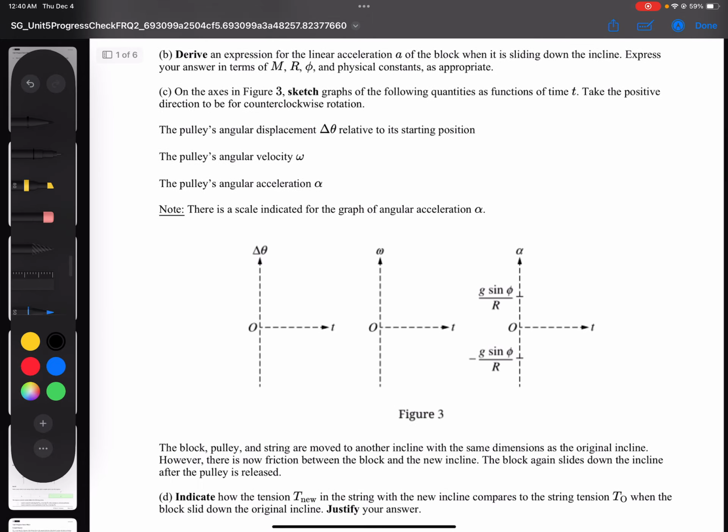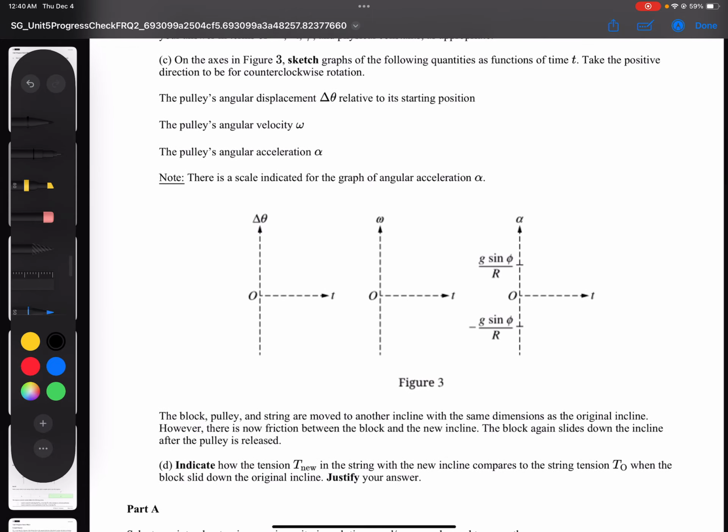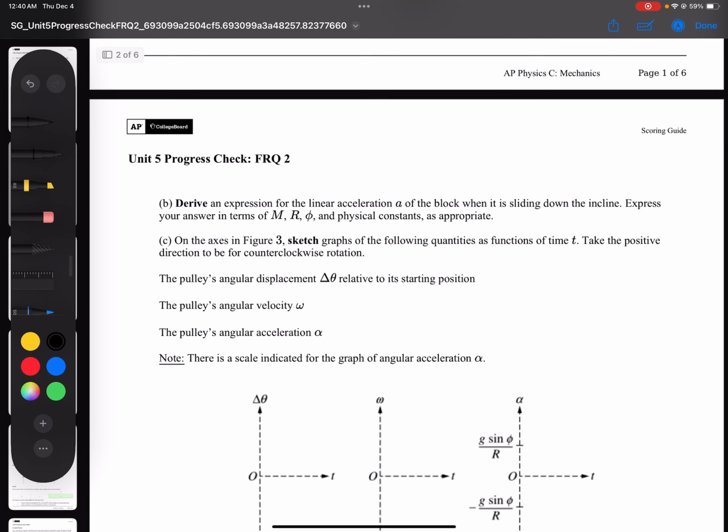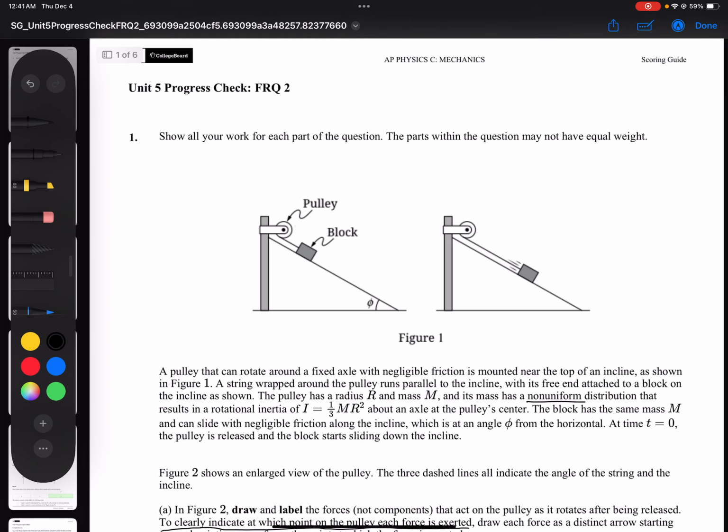Now we have to figure out, well, I think I skipped one. Here we have to derive an expression for the linear acceleration a as it's sliding down the incline. Express your answer in terms of m, r, phi, and physical constants. So this box is going to be accelerating down, and this pulley is going to be rotating at the same time. So I need to relate the accelerations together. I have to relate the angular acceleration of the pulley to the linear acceleration of the block.